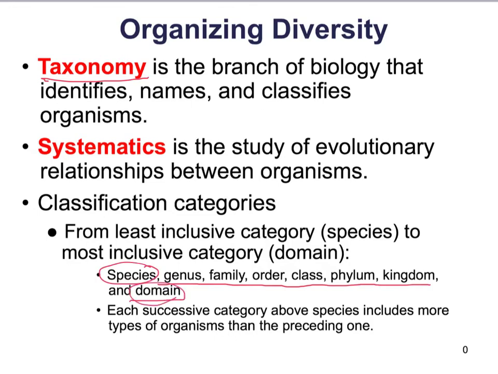Now, I really try not to focus a lot on memorization for this class, but this is one of the few things that I do want you to memorize: the order that we have these categories in. You know that species is the least inclusive, domain is the most inclusive. So each successive category above species has more types of organisms than the one before it.